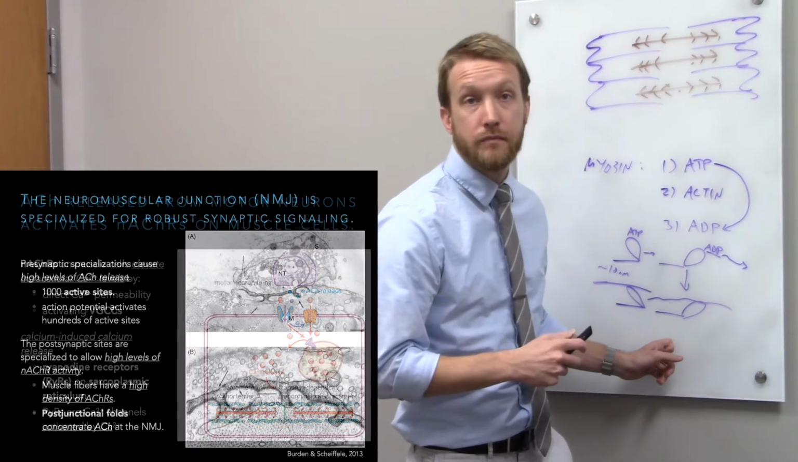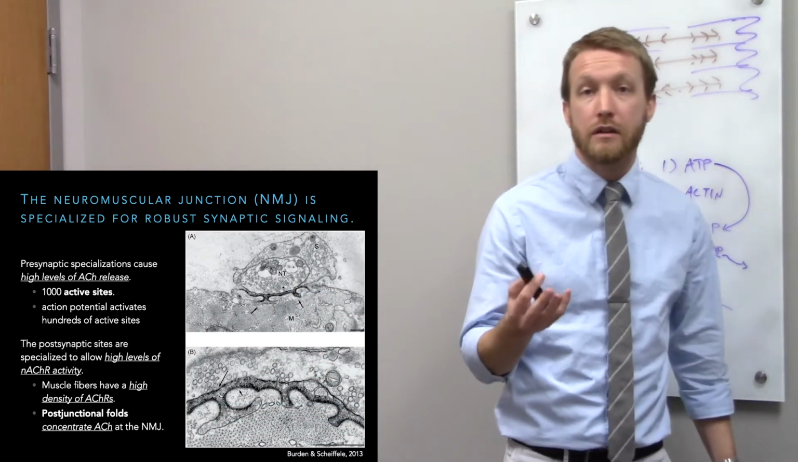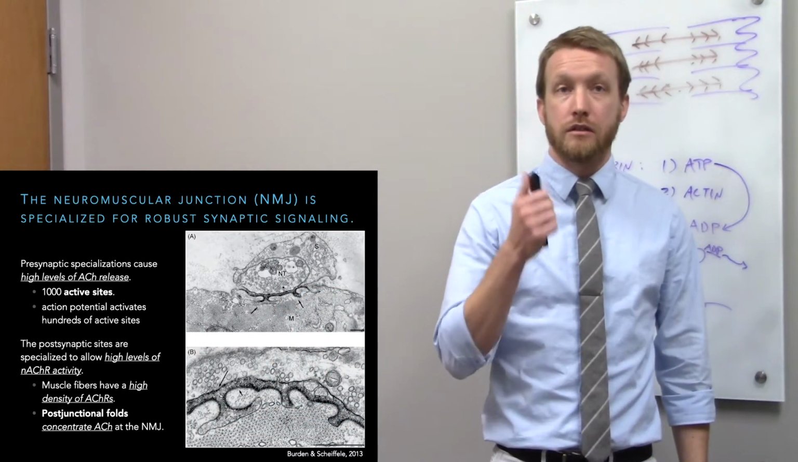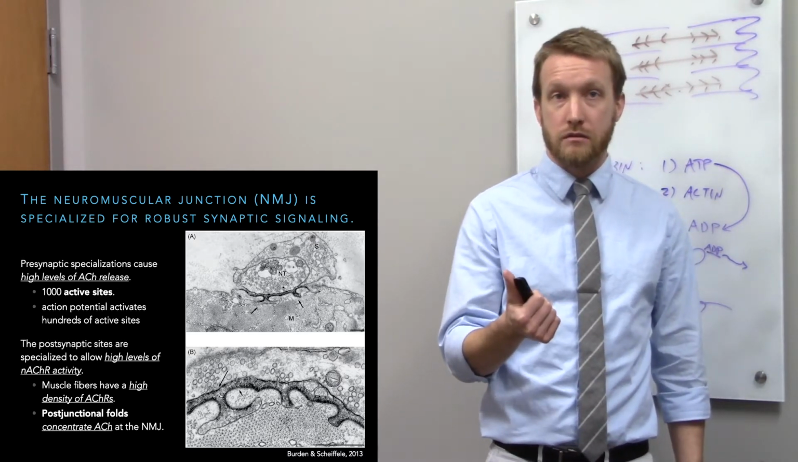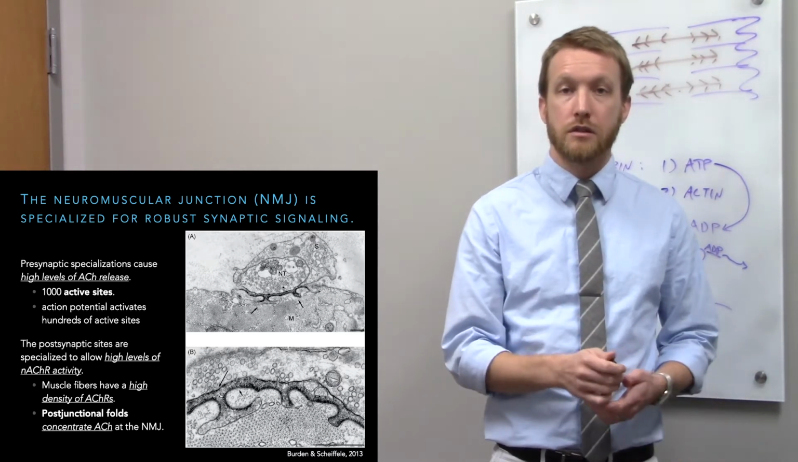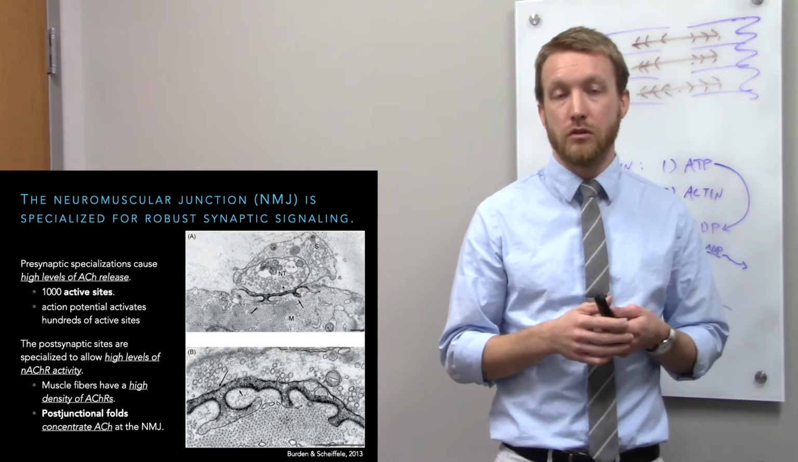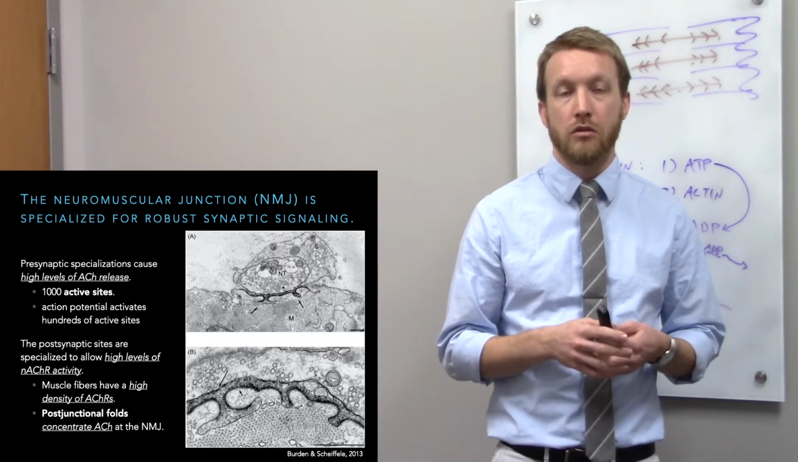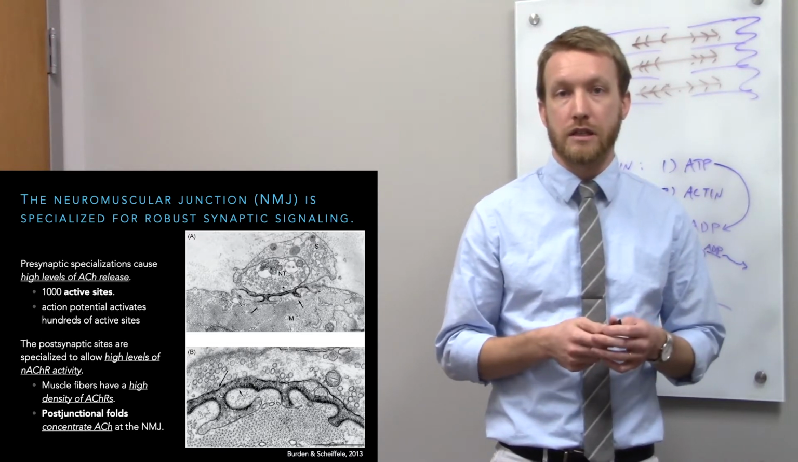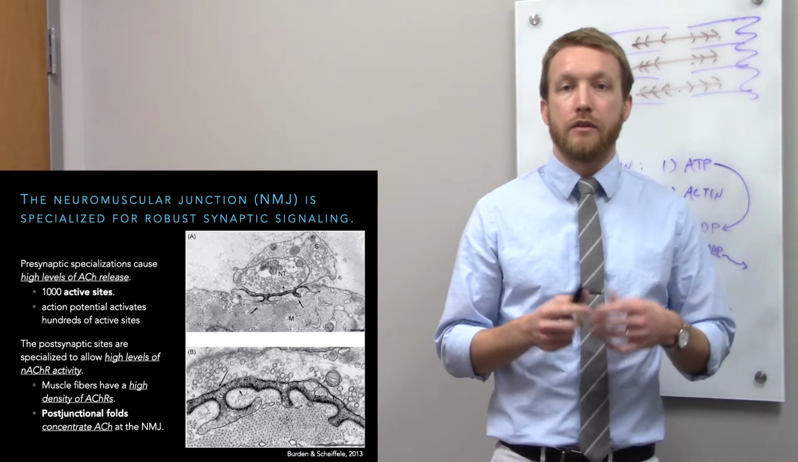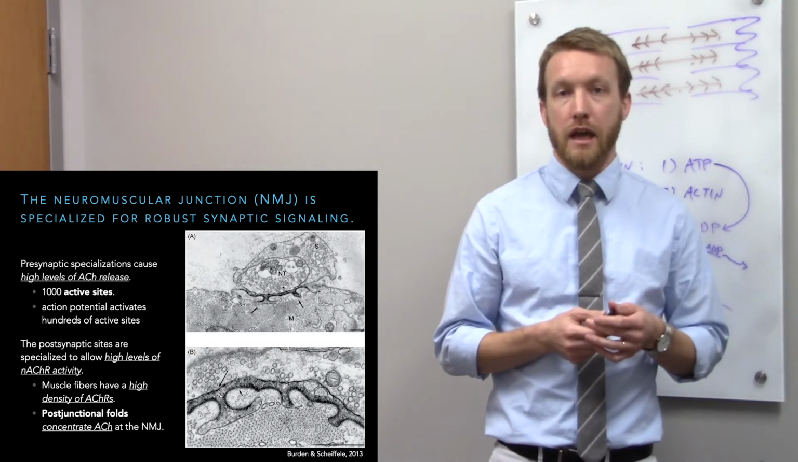And our muscles shorten. Now, the neuromuscular junction is a very strong synapse because it has a large number of active sites, about 1,000 of those, and it has those post-junctional folds that are going to trap acetylcholine, just like they did in previous lectures. So we're going to have a very large, very strong synapse.